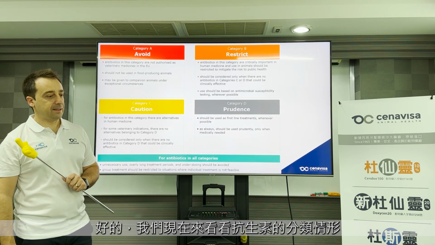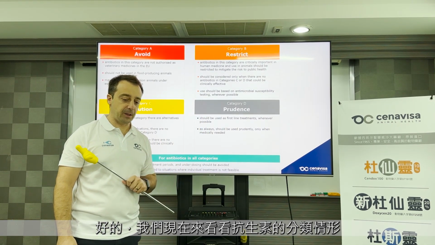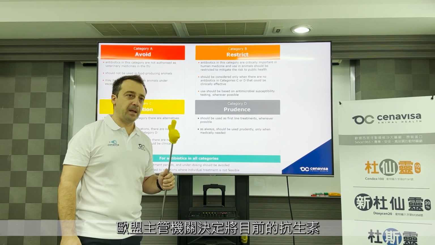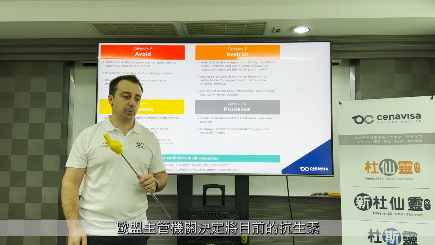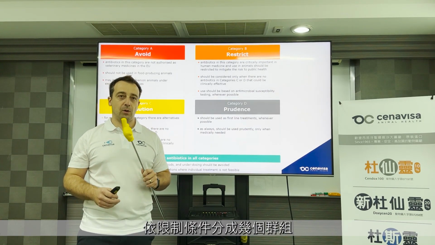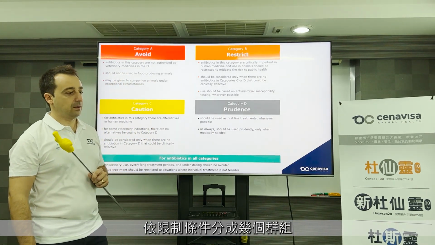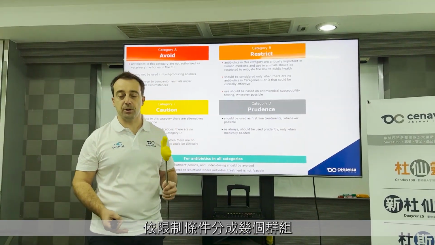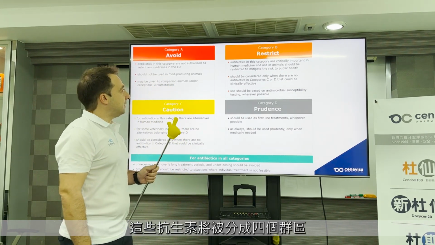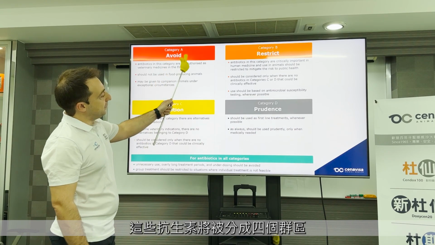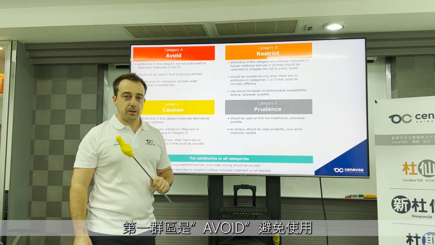Okay, now we enter into the categorization of the antibiotics. So the European authorities decide to put all the antibiotics in different groups depending on the restrictions that they want to put on them. Then these are divided into 4 categories. The first one is avoid.